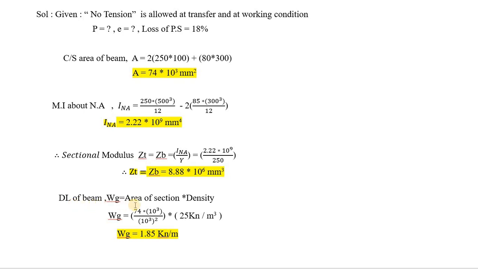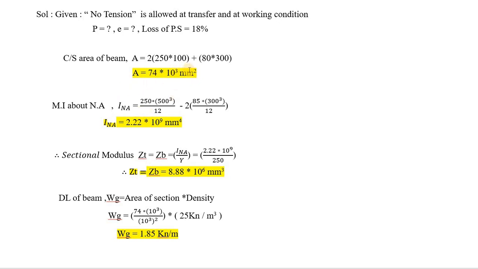Next, dead load of beam. The dead load of beam is denoted by Wg equal to area of section into density. The area of section is nothing but what we have already calculated, that is the area of the beam portion. So 74 into 10 power 3 mm square is there.